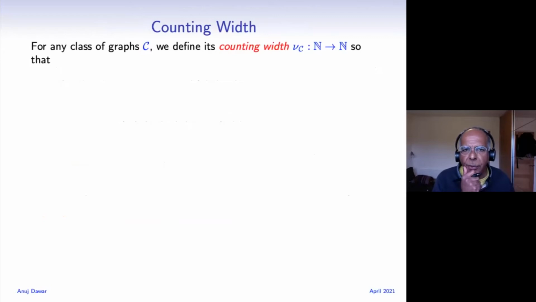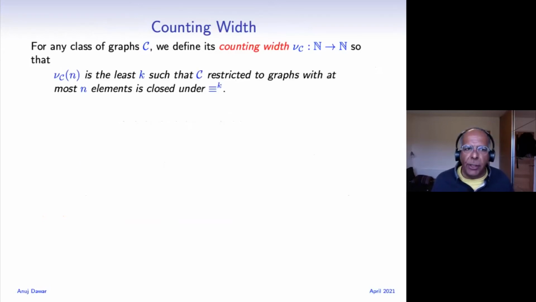If you have a class of graphs, I define the counting width of the class of graphs as the following function. For every n, you take the smallest value of k such that C is invariant under k-equivalence. Our class of graphs, I'm assuming, is invariant under isomorphisms, which means for every n, there is some value of k such that it's invariant under k, because if you take k as big as n, this equivalence relation is isomorphism. So in particular, we always have that ν_C of n is less than or equal to n, right? That's always the case.